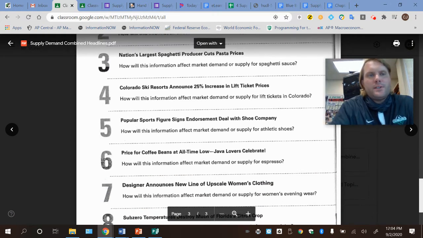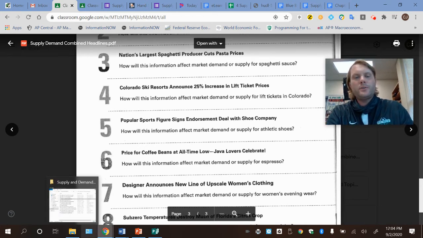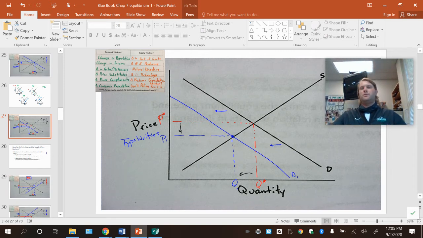Number 4 is one people get stuck on, especially early on, and missing some of these isn't necessarily a bad thing. But number 4, we're talking about a price change in ski resort lift tickets. And it's asking us, what's this information going to do to our supply for lift tickets? The first thing I would encourage you to do is find your shifters again. Let's see if we can find a shifter that goes with this. Population, no. Income, no. Change in taste and preferences, no. Substitutes, complements, expectations, no. Inputs, producers, disaster, technology, expectations, and there's no government policy either. So I can't find one of those shifters.